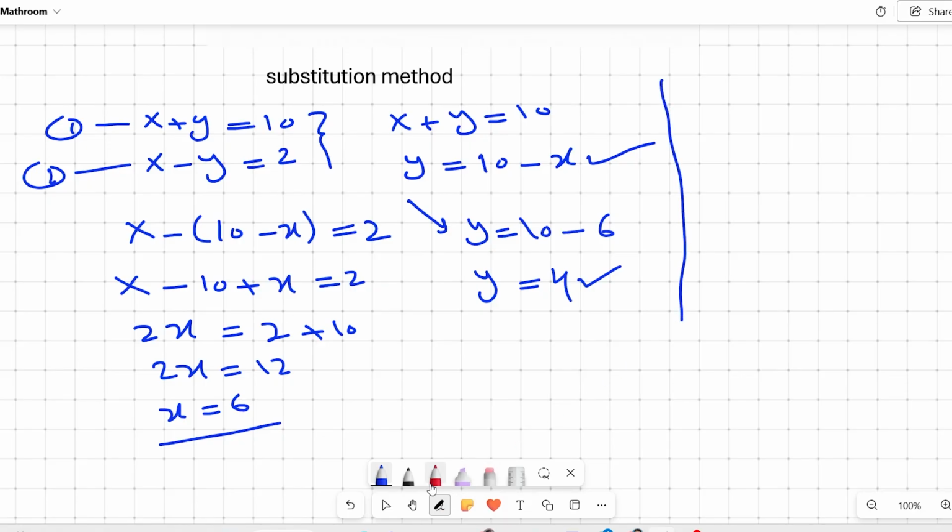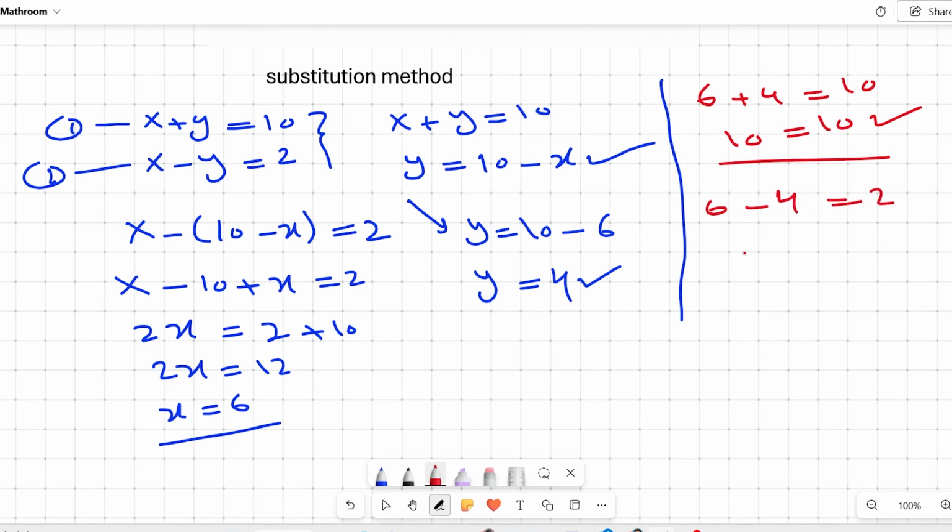Let's check it. I test it on equation 1. Instead of x, I write 6, and instead of y, I write 4. So 6 plus 4 is equal to 10. 10 is equal to 10. It's correct. Equation 2: instead of x, I write 6, and instead of y, I write 4, equal to 2. 6 minus 4 is equal to 2. 2 is equal to 2. It's correct. It means that we have solved the system of linear equations correctly.